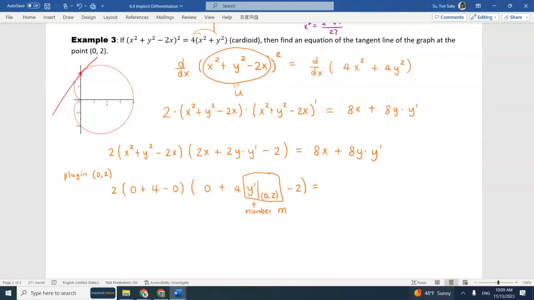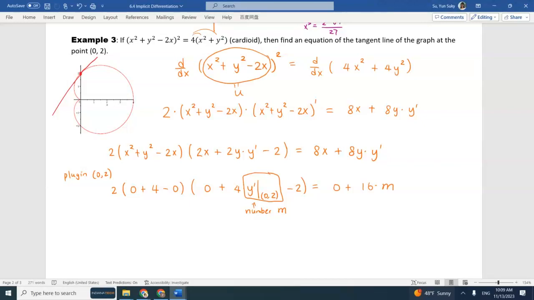And a is x. X is what? 0, right? X is 0. 8y. What is 8y? Dylan? 16 times y prime. And then here y prime is we evaluate at that point. So that is the slope. Is that okay, everybody?